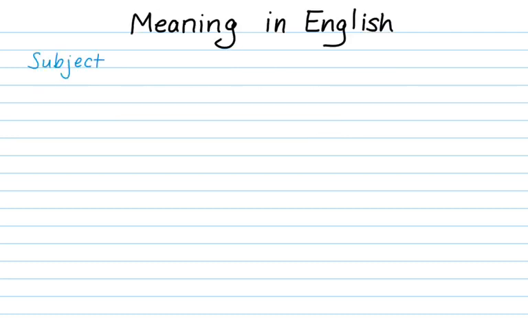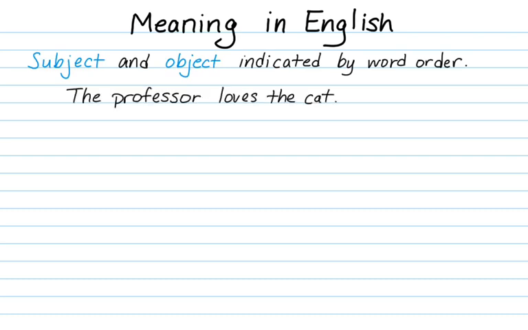In English, and in Latin, the subject is what does the action of the verb, and the object is what receives the action of the verb. In English, both of these are indicated by word order. In my sample sentences, the professor loves the cat, and the cat loves the professor, you know who is the subject, that is, who is doing the action of the verb, and who is the object, that is, who is receiving the action of the verb, based on word order.